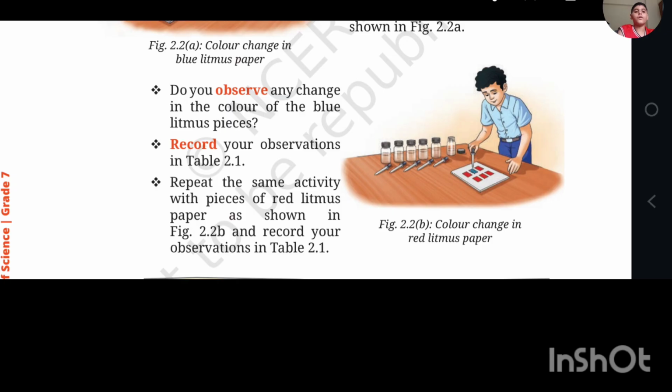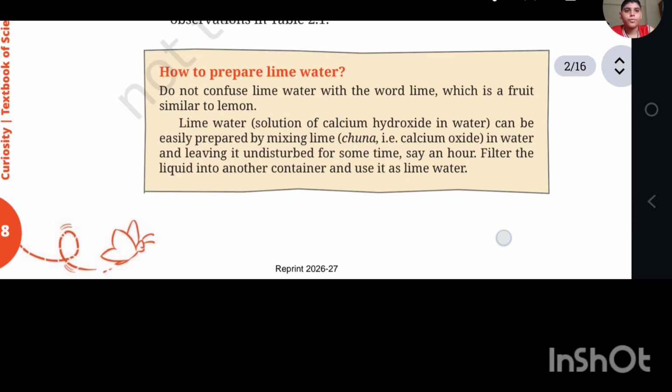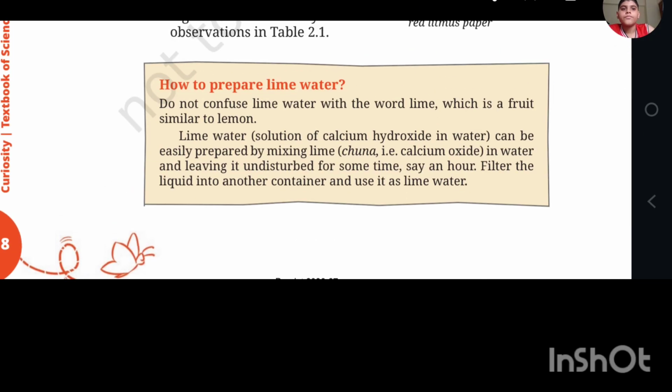Okay, and record your observations in 2.a. Now, the 2.a table. Now let us see that 2.a. Wait. How to prepare lime water? Don't get confused. Lime water, the word lime, is not the fruit similar to lemon. Lime water solution is calcium hydroxide.